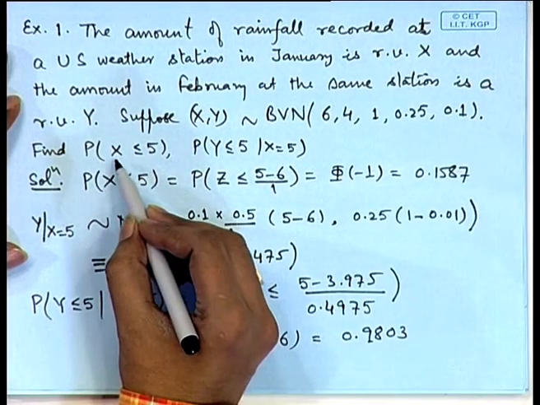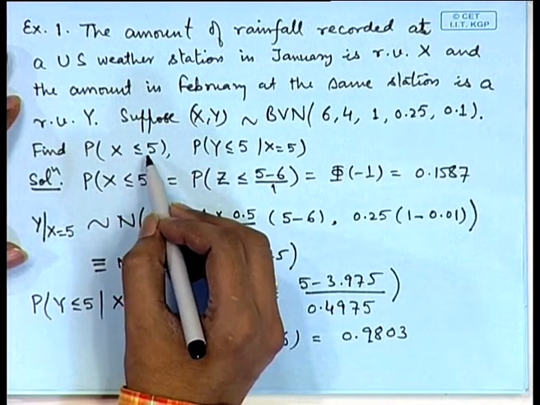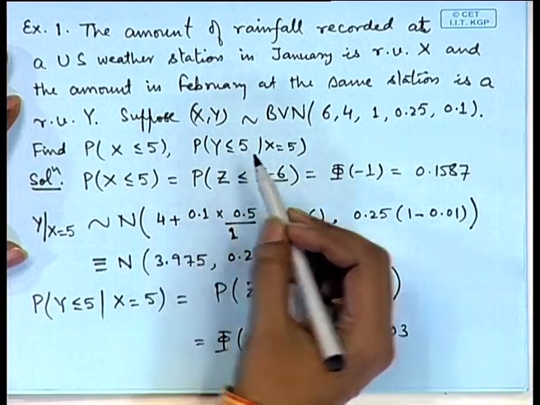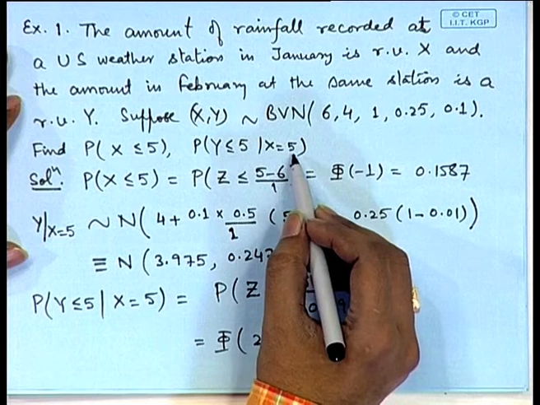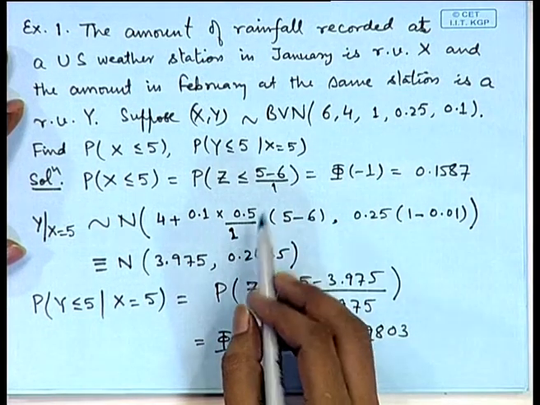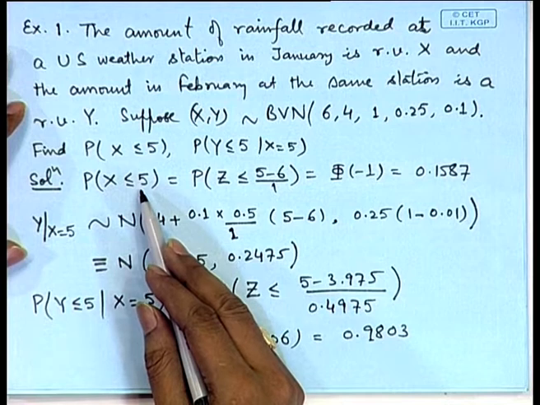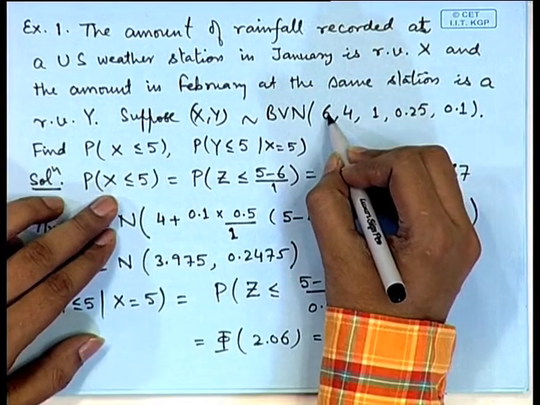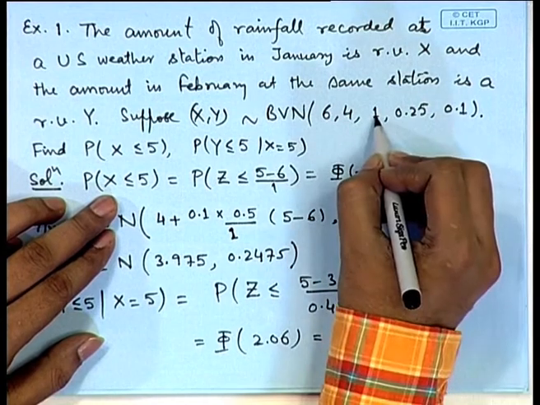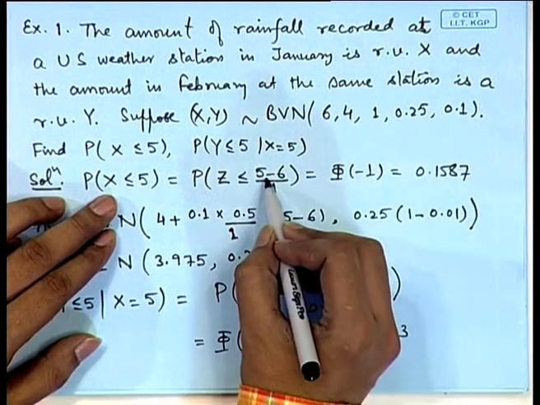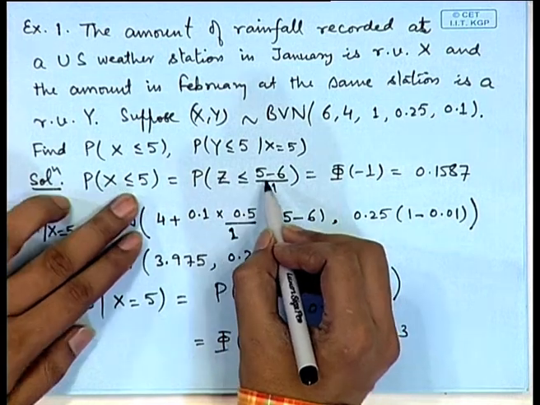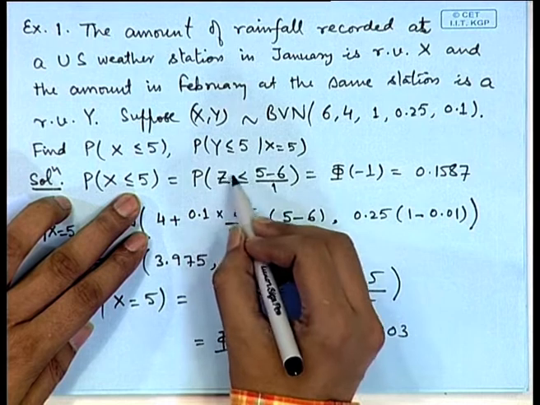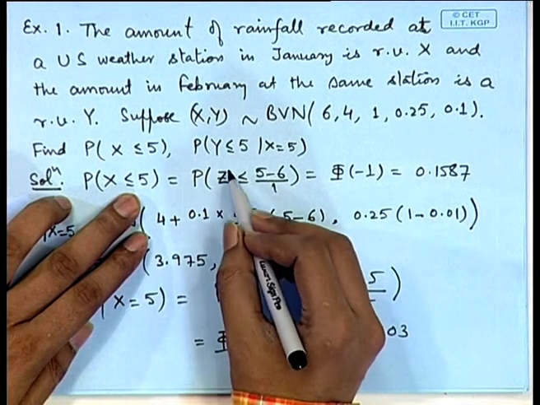We are interested to calculate the probability that x is less than or equal to 5, or the probability of y being less than or equal to 5 given that x is equal to 5. The probability of x less than or equal to 5 can be calculated from the marginal distribution of x, which has mean 6 and variance unity. So it is simply transformed to the standard normal probability as z less than or equal to (5 minus 6) by 1. Here z denotes the standard normal random variable.